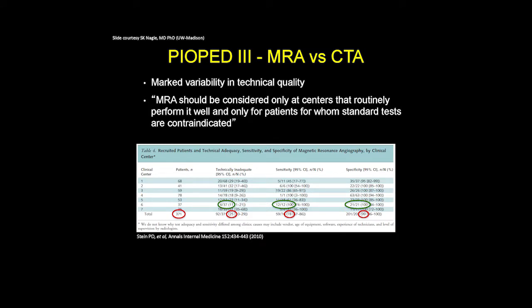One of the largest studies comparing MRA to CTA is the PIOPED-3 study. This was published almost 10 years ago now, or 6 years ago. And unfortunately, there was a lot of heterogeneity in the technical success of MRA. And the conclusion from that study was that MRA should only be considered at centers that do it routinely and do it well, in patients in whom other conventional tests, that being CTA, are contraindicated.